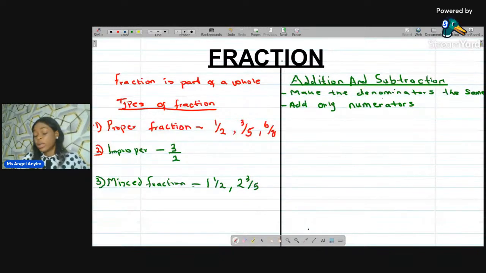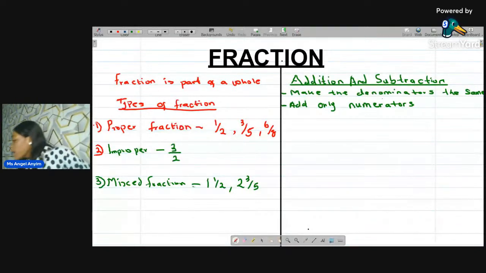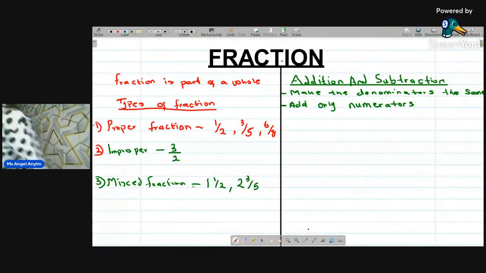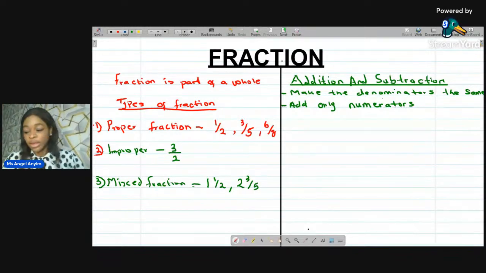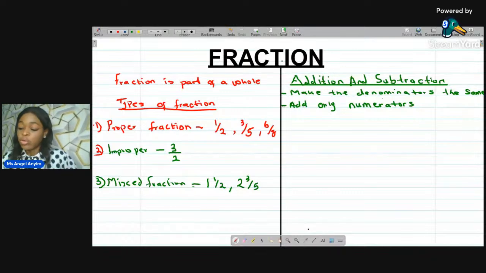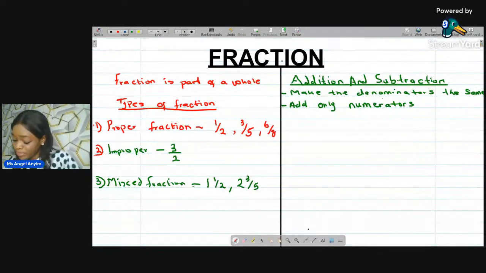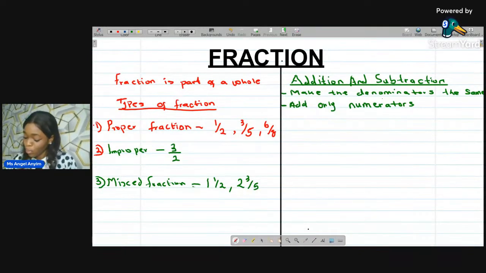So you make sure that the denominators are the same. Then you add only the numerators. You make sure you add only the numerators, okay? So let's do some work here. So we have a number. Let me get a number. We have a number. Let's first do addition. 3/4 plus 1/3. So examples.